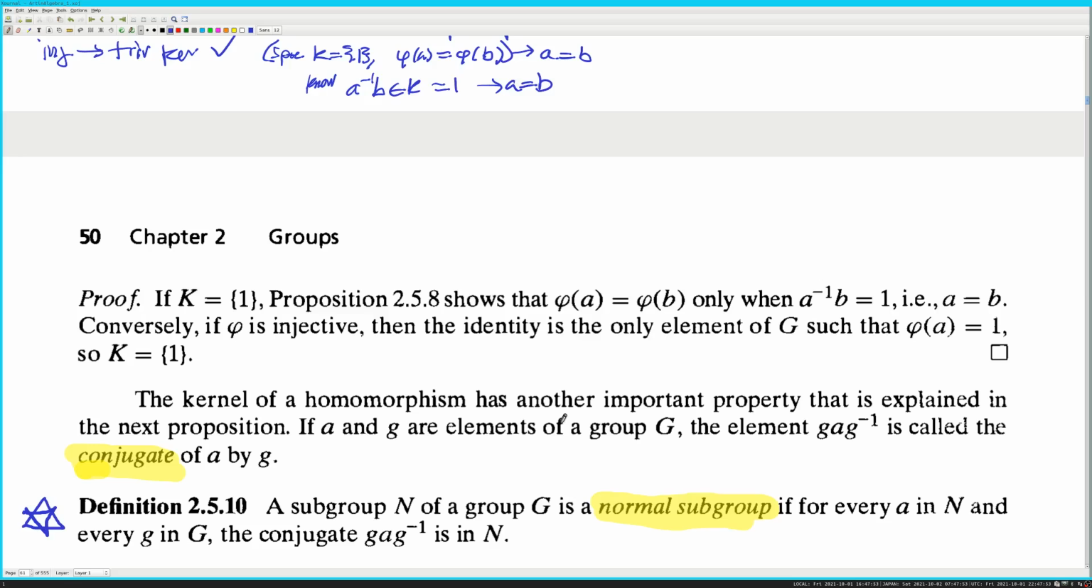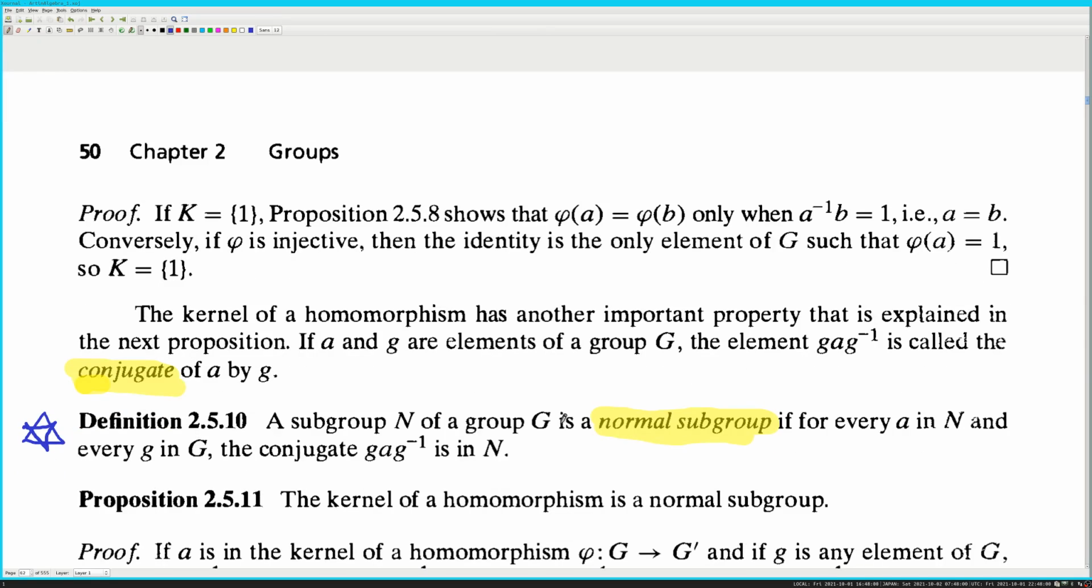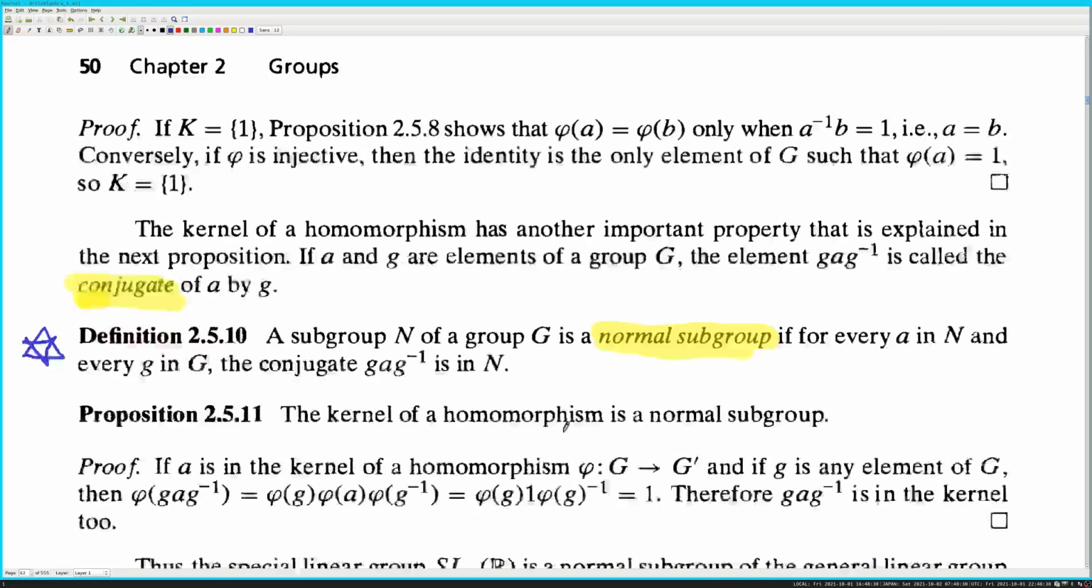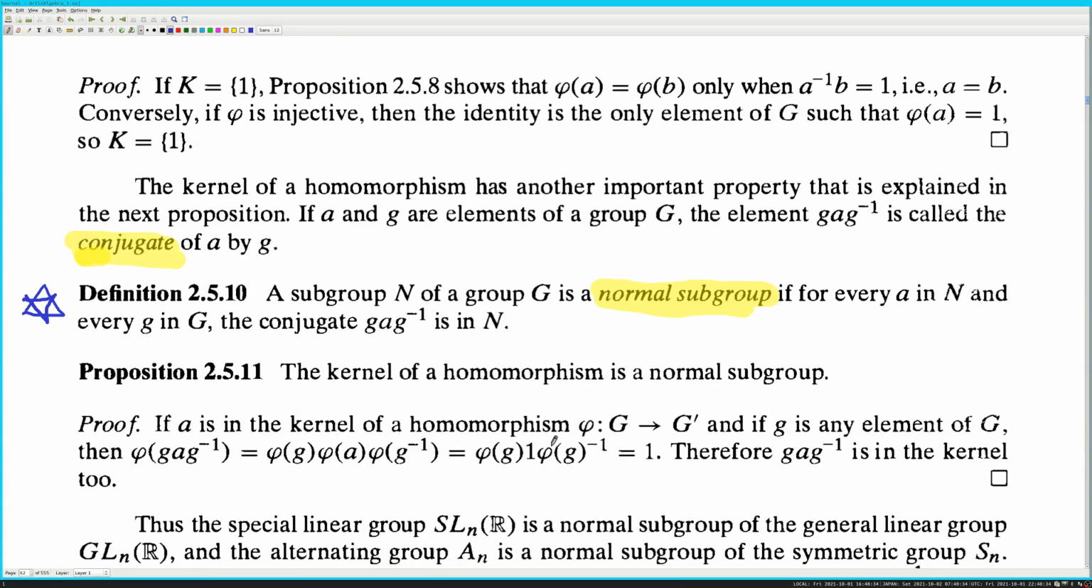The kernel of a homomorphism has another important property. If A and G are elements of a group G, the element gag inverse is called the conjugate of A by G. A subgroup N of a group G is a normal subgroup if it's closed under conjugation: if for every A in N and every G in G, the conjugate gag inverse is in N. The kernel is normal. If A is in the kernel of a homomorphism, then the conjugate is too.